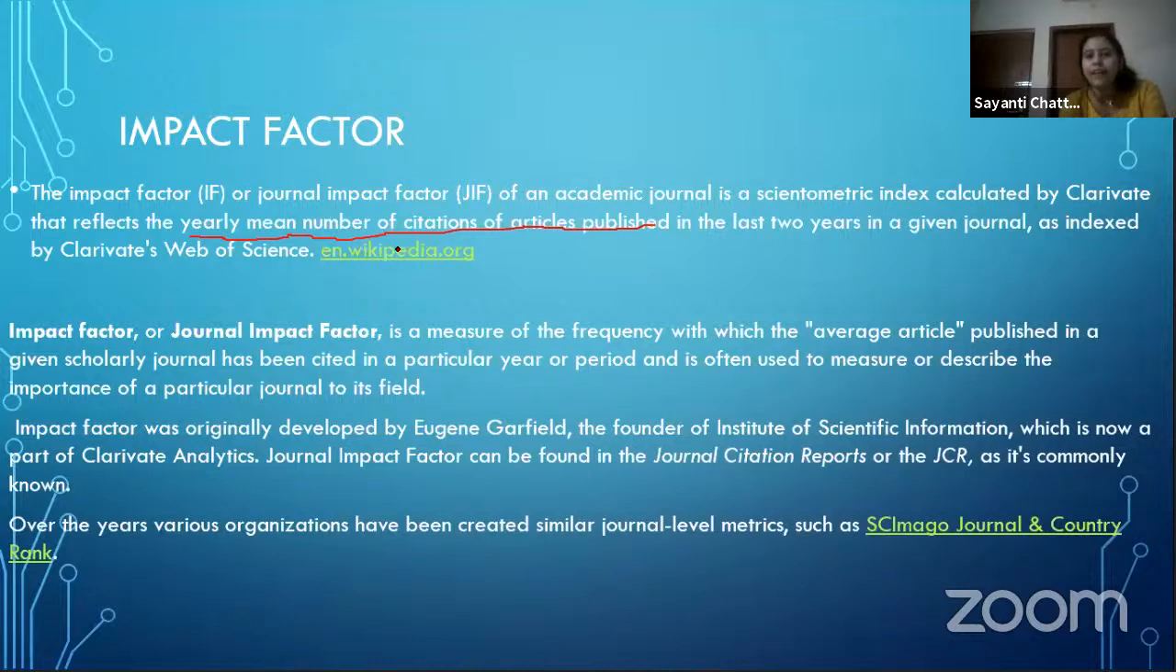Journal impact factor is a measure of the frequency with which the average article published in a journal is cited. Say, if one journal has a 2.5 impact factor, that means the average number of citations of each article in the journal is 2.5 every year.